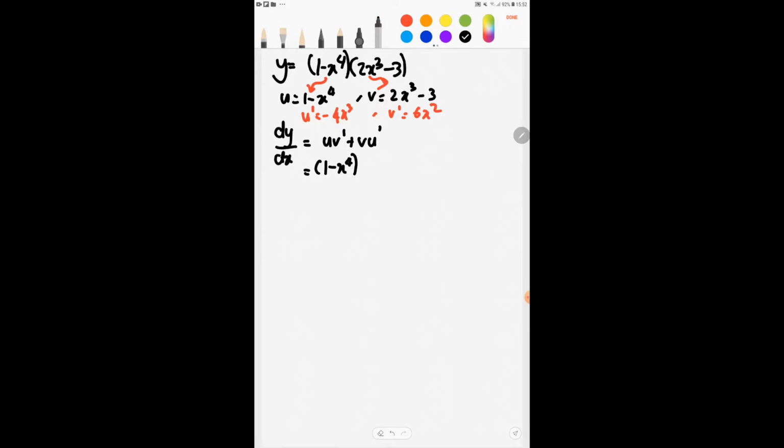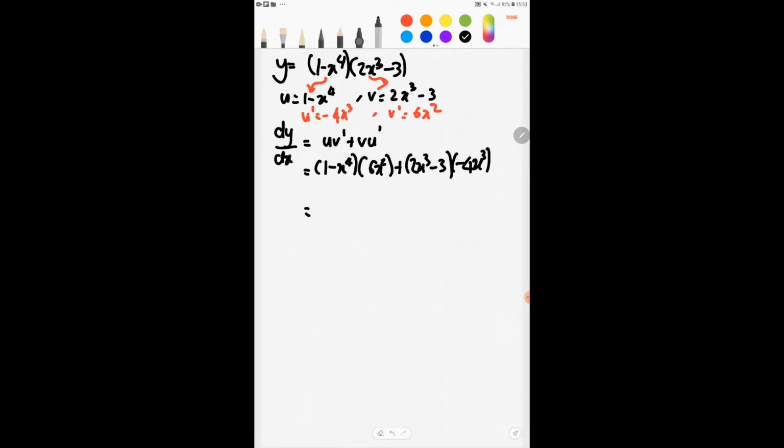Now we are going to substitute. So we have u, which is 1 minus x to the power of 4, multiplied by v prime, which is 6x squared, plus v, which is 2x cubed minus 3, multiplied by u prime, which is negative 4x to the power of 3. After that we are going to expand it.